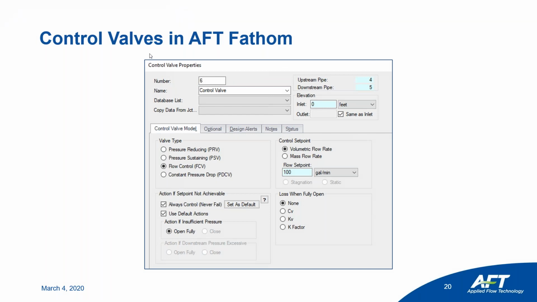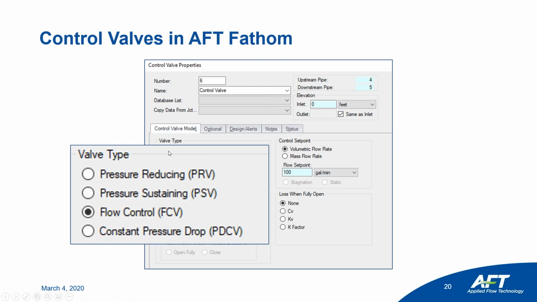But control valves are a great tool. They make everyone's job easier until they don't, which is unfortunate, especially when they're failing. And in Fathom, we have 4 big control valves. One is less about control. It's kind of a workaround, and we'll get into that a little bit. But here's the general control valve property window. We can see our models. We have our 4 types.